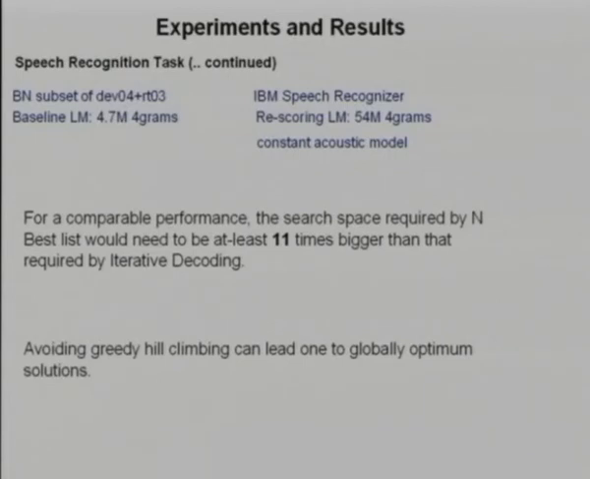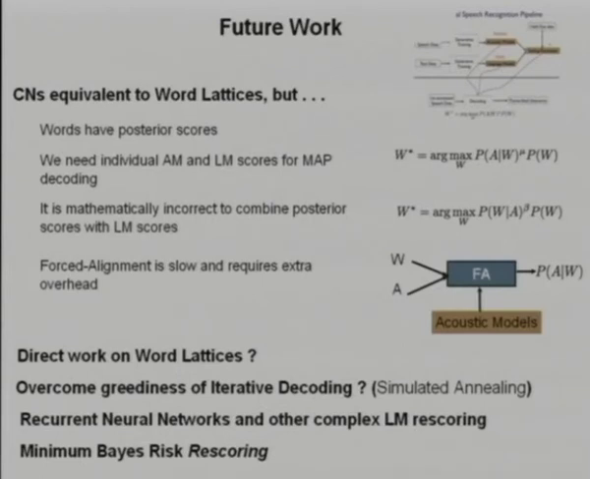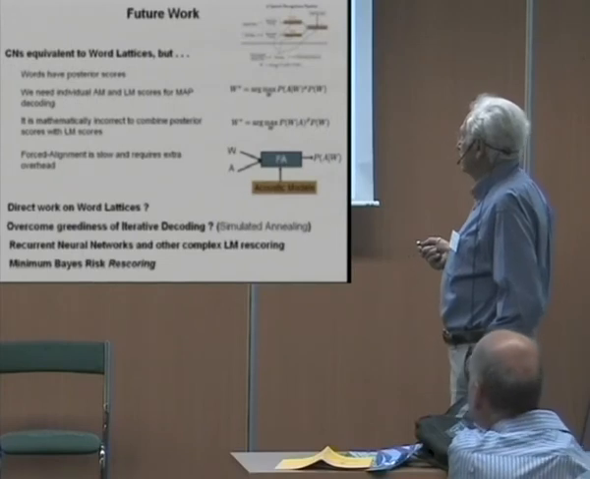The problem of this primitive way of doing iterative decoding is that it's a greedy search, and what we want to do in the future is to not be so greedy, to overcome the greediness of iterative decoding by using something called simulated annealing, and then use much better and more complex language models, for instance, those that are based on neural networks.